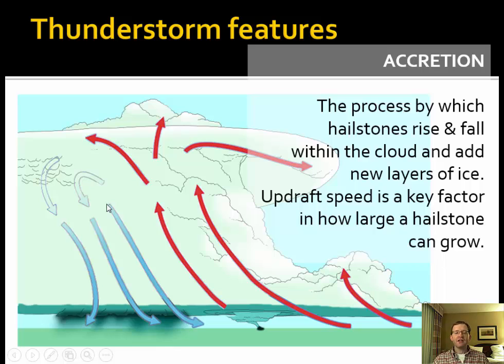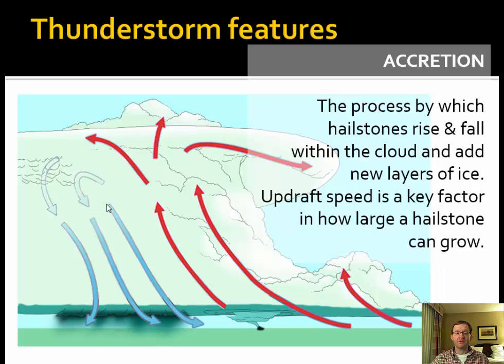Accretion is a noun that means basically the process by which layers are added to hailstones. Accretion means to add on new layers and build it up. It's all over in geology. It's also found here in weather. So when accretion occurs, you're adding layers of ice, and basically the updraft air, the speed of that wind blowing upward in the cloud, is the key determiner in terms of how large a hailstone can grow.